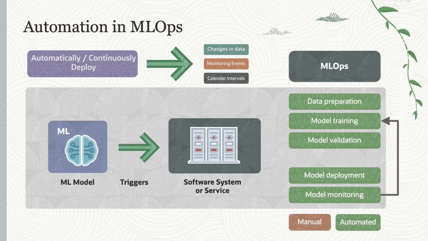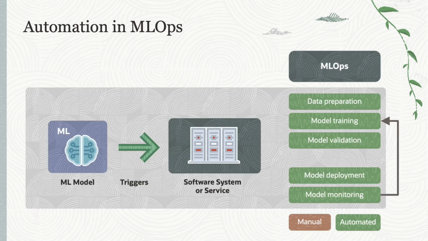Continuous monitoring checks production data and model performance metrics, which are bound to business metrics. If model performance degrades, it can trigger a new training and validation process.